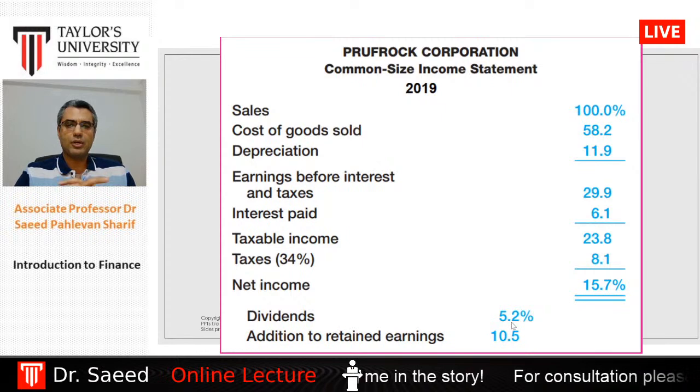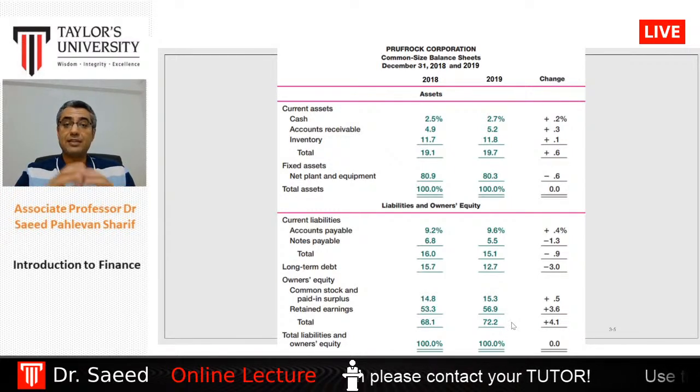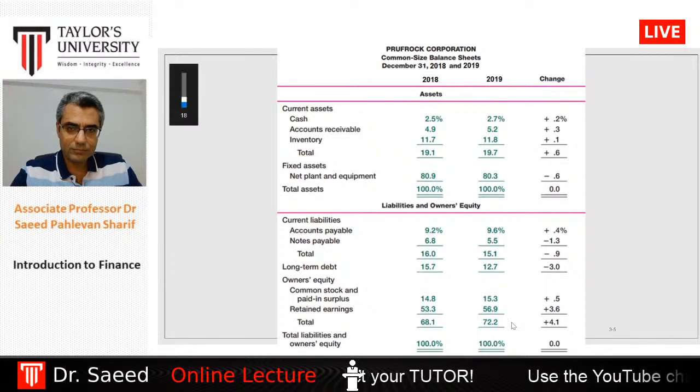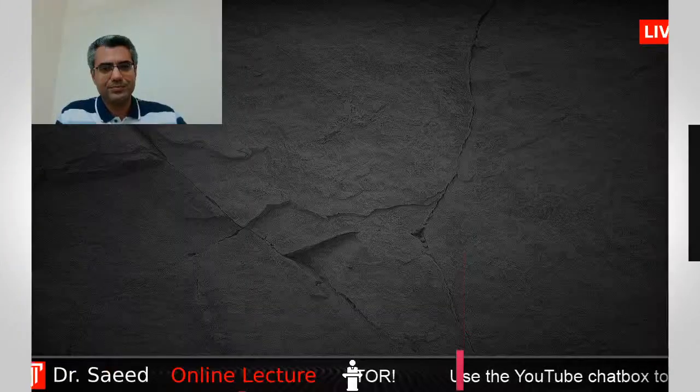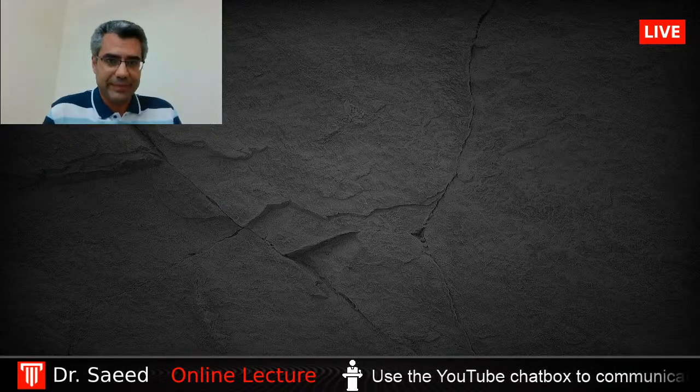So this is called the common size method, right? I showed you the common size income statement. The same applies to the common size balance sheet as well. Everything, as you can see here, is reported as a percentage of total assets. For example, 2.5% of the total assets is in cash. Or you can have a look at others and compare, for example, the balance sheet of this company for 2018 and 2019. So this was about common size financial statements.